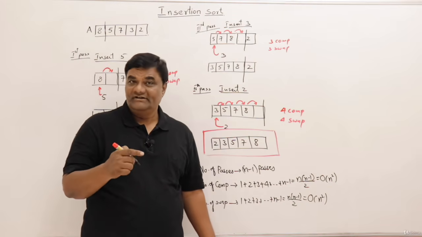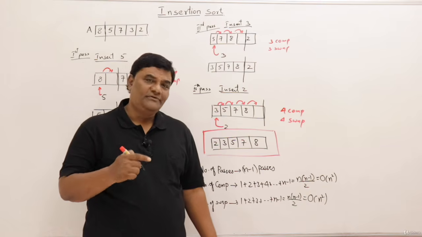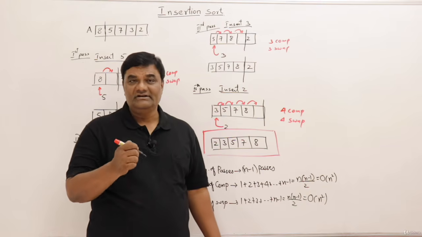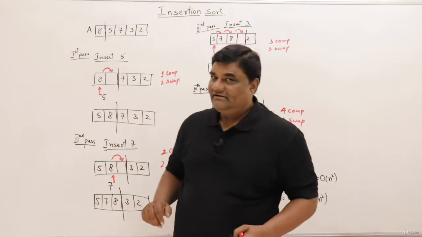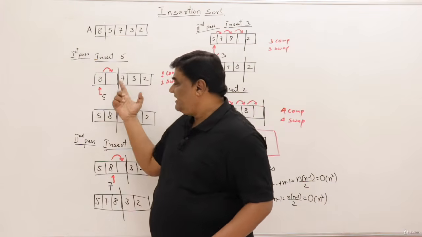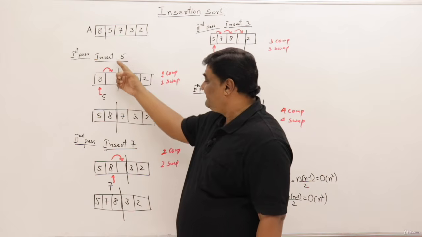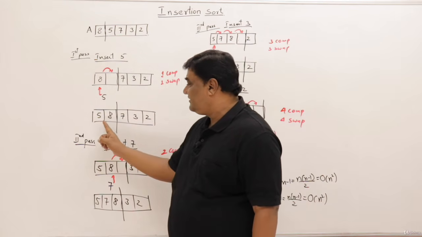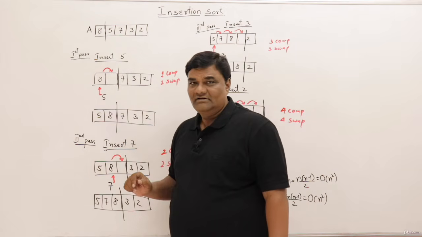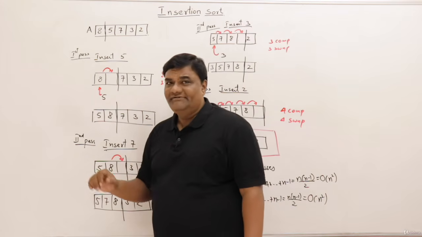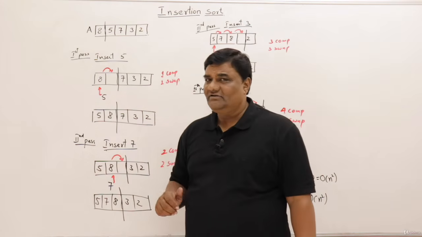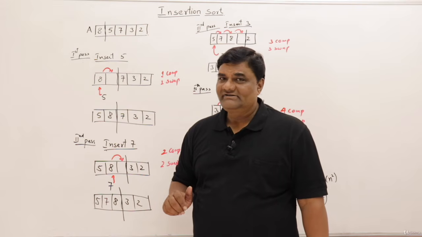We have to check whether it is adaptive and stable or not, but before that I will tell you a few important things about insertion sort. First thing, if I perform just 1 pass, what is the result? See, after the first pass I got 5 and 8. Is it useful anyway? Can I say that the first element will be the smallest element? No, we cannot say that. That is not the smallest element.